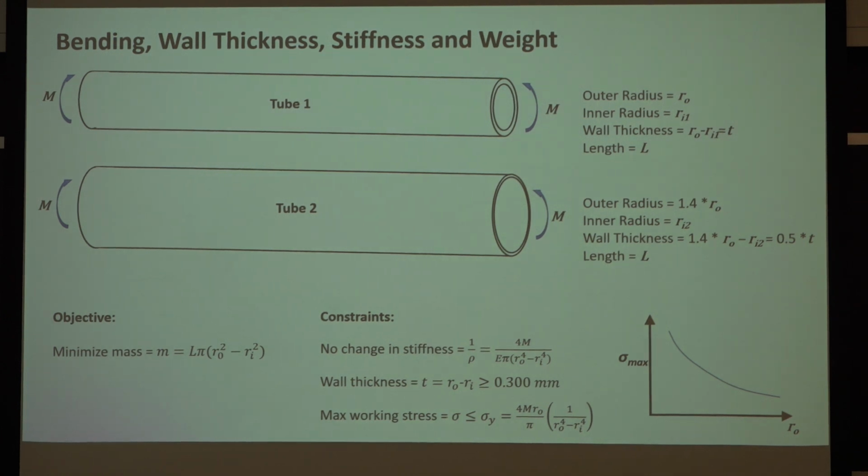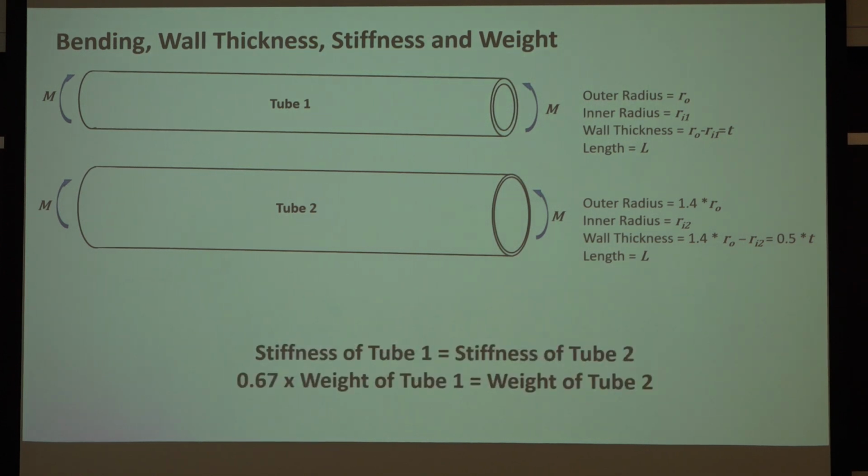So would you guys be surprised to find out that if you use the equations for the bending of a tube, these two tubes actually have the same stiffness, but the second tube is only 0.67 times the weight of the first tube? So we've gone to a structure here that's lighter and stiffer at the same time.